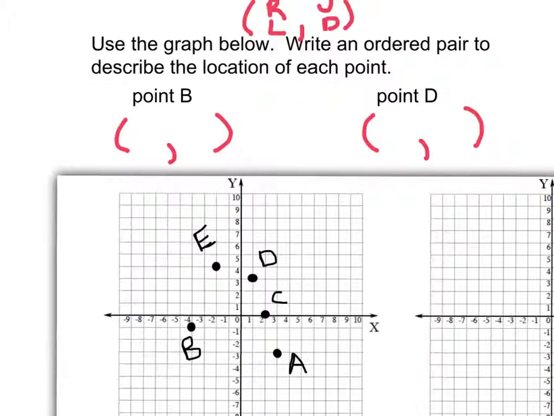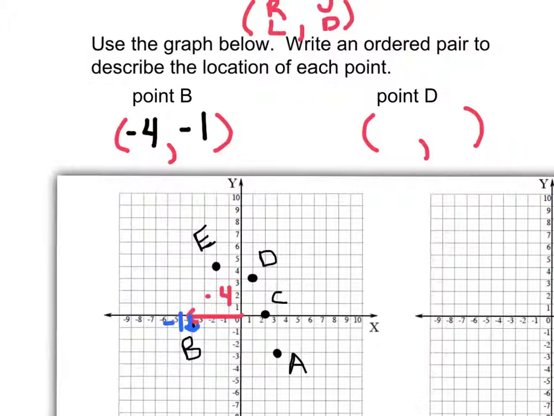So for point B, I'm going to start in the middle, and I'm going to go over to the left 1, 2, 3, 4. So I went to the left 4, so that's going to be a negative 4. And now, even though I kind of have it mashed up there, we're just going to go down 1. Since I went down, it's going to be negative. So the ordered pair of point B is going to be left 4, or negative 4, and then down 1, which is negative 1.